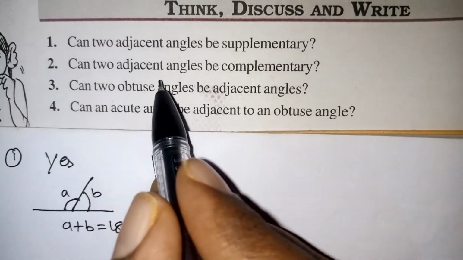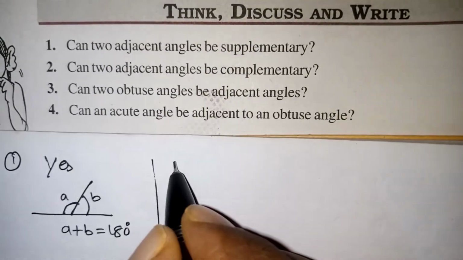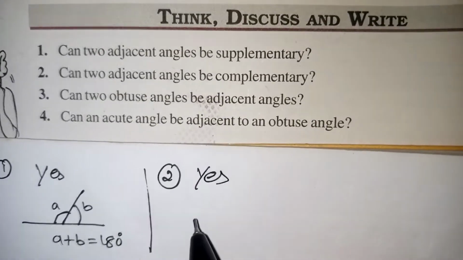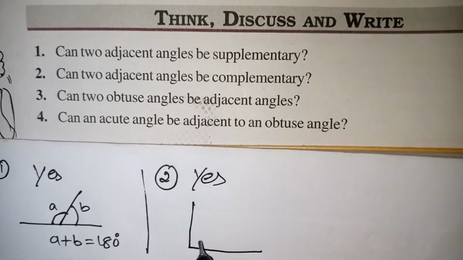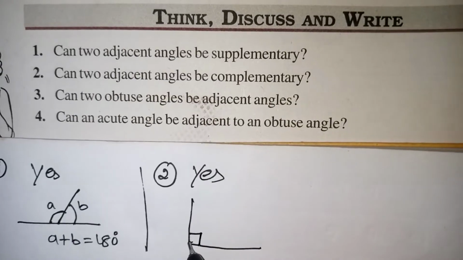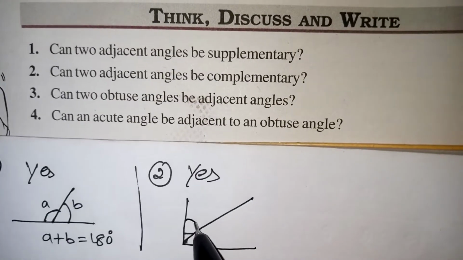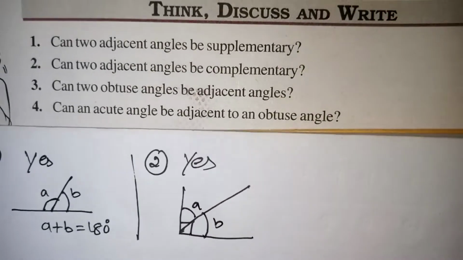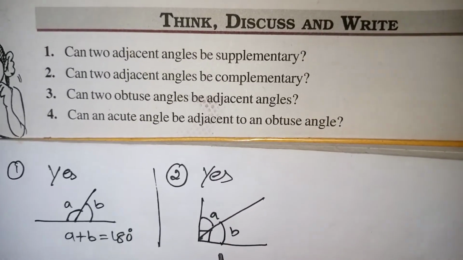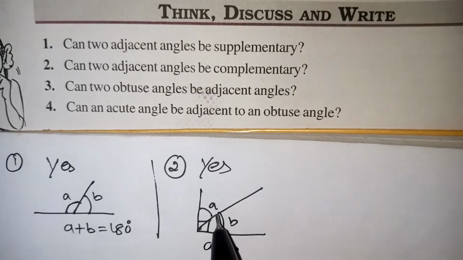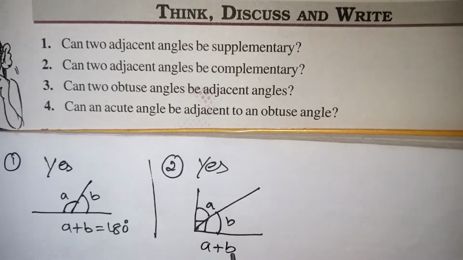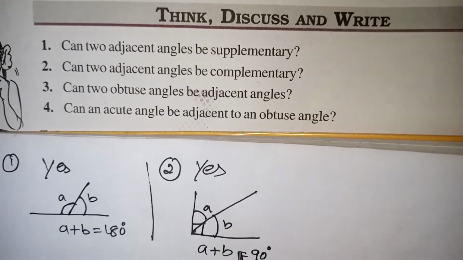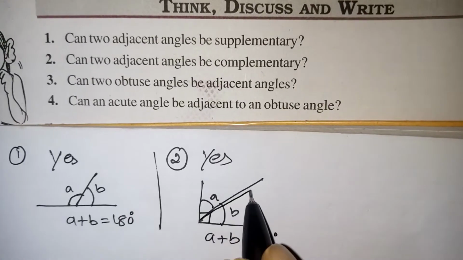Next question. Can two adjacent angles be complementary? They are asking. We know that complementary means the addition of two angles should be 90 degree. So we are taking a 90 degree angle. We can split it into two parts. So this is one angle, this is one angle. We can say that this is A and this is B. So here if we add A plus B, that will be 90 degree definitely. So two adjacent angles can be complementary also. We can say that A and B are complementary angles. They are adjacent also because they have a common arm here.